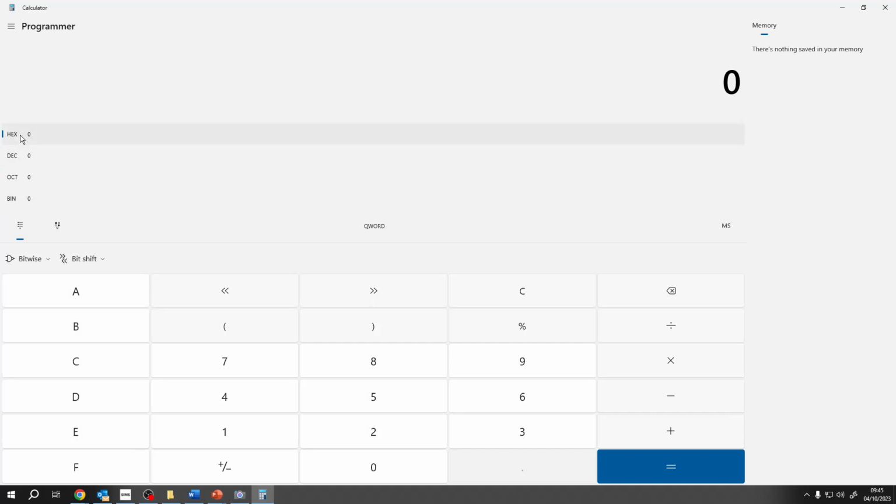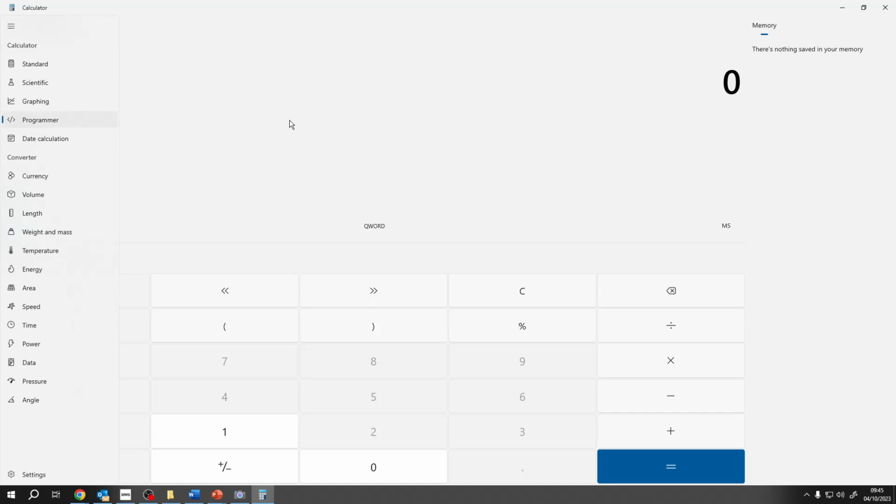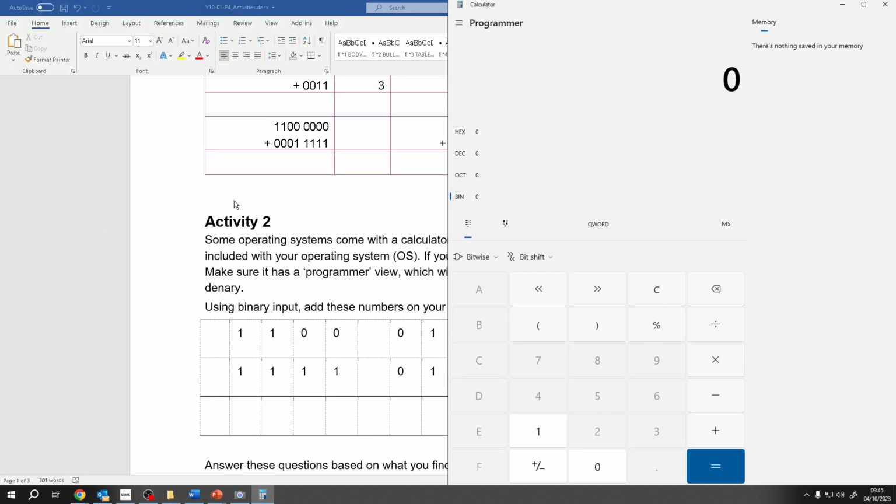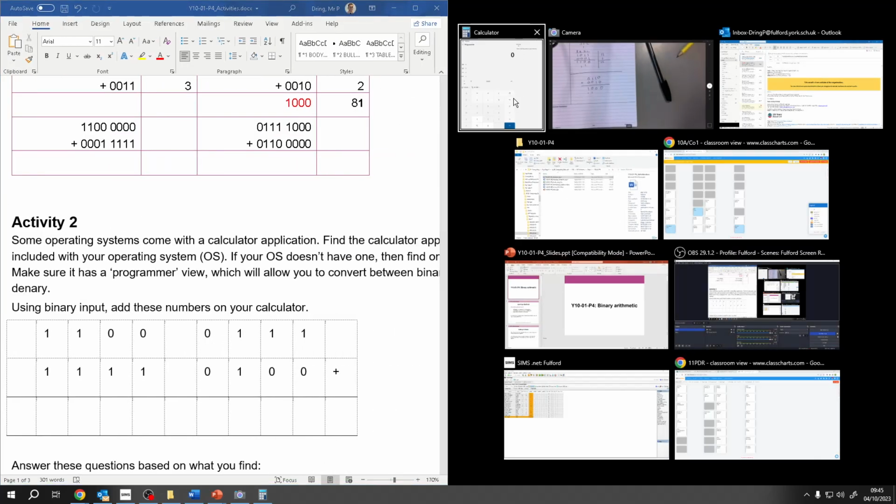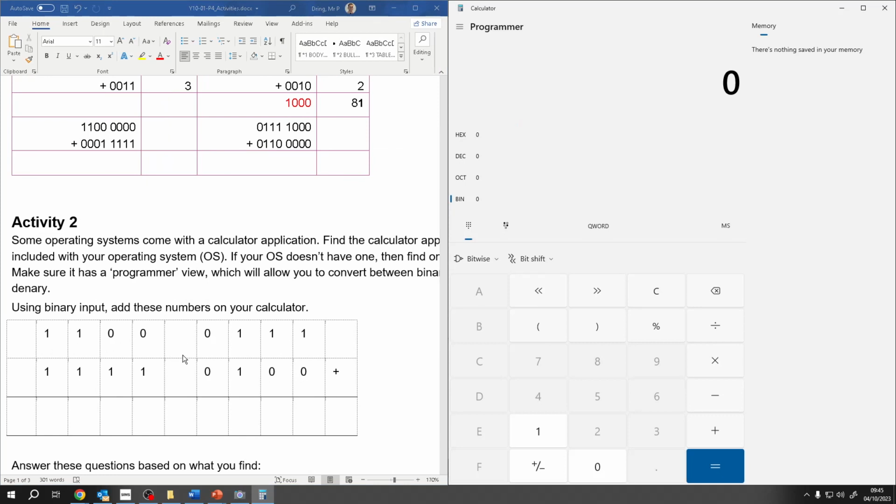We haven't taught about hexadecimal yet, but we will. And we don't actually teach about octal, but you can guess it's the same kind of thing. It's just base 8. Instead of base 2 or base 10. So we need programmer and then binary. Let's pop that over here so we can see both at the same time. We need to add these numbers together. Where there's a gap, it's just to split a byte, 8 bits, into nibbles. You don't need to put the gap in. You just type them in. 1100, 0111, plus the rest, and you can work out the rest from there.